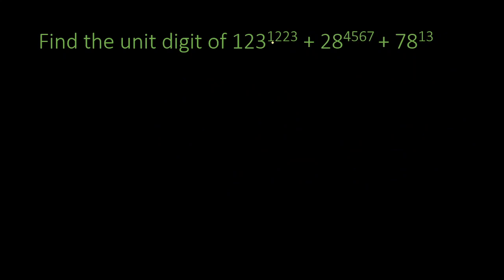123 to the power of 1023. Now, take the last 2 digits, which is 23. Divide by 4, take the remainder. So the remainder is 3. So 3 to the power of 3, you know that, 3 to the power of 3 is 27. So 7 is the unit digit now.